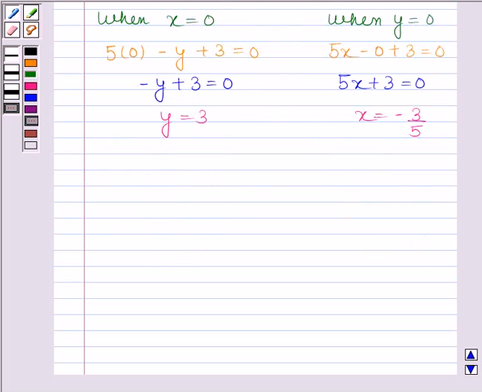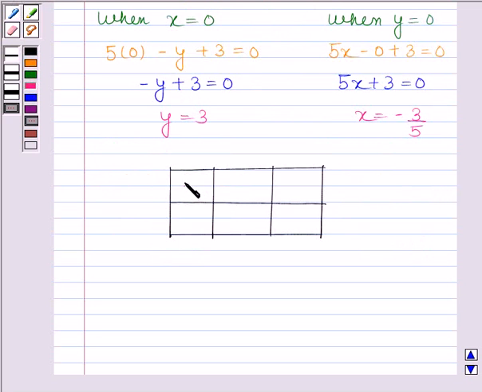Let's now represent these solutions in the tabular form. So let's make a table. When x is equal to 0, then y is equal to 3. And when y is equal to 0, then x is equal to minus 3 by 5. Let's now plot these points on the graph.